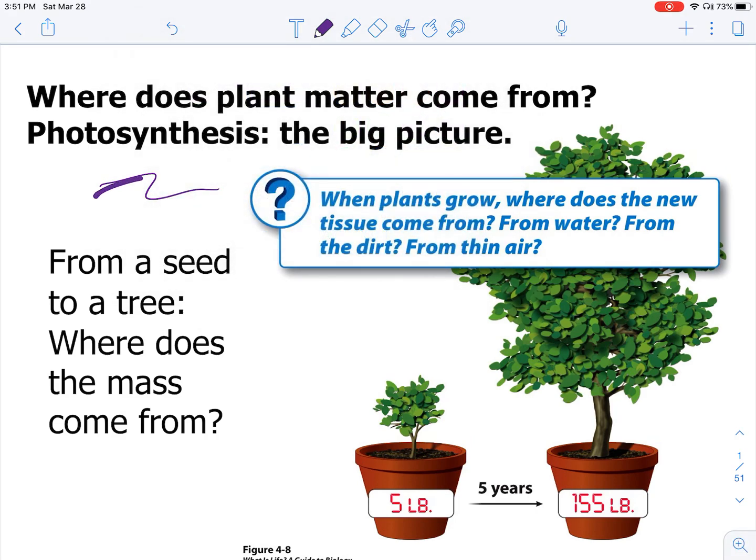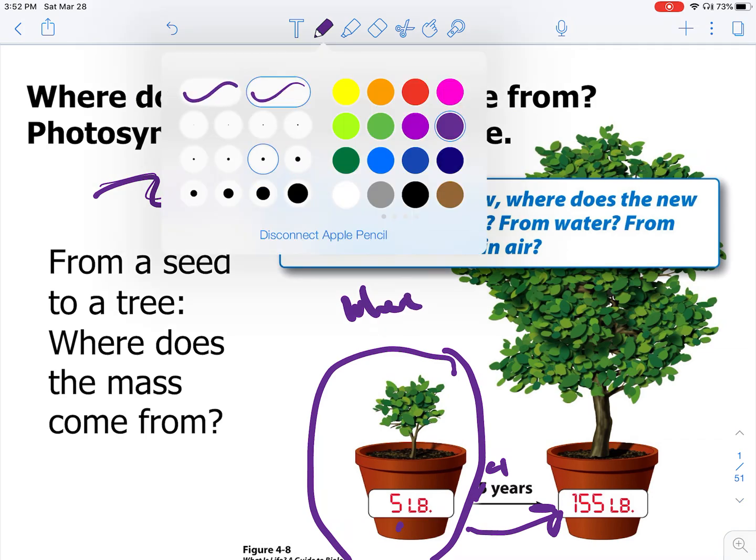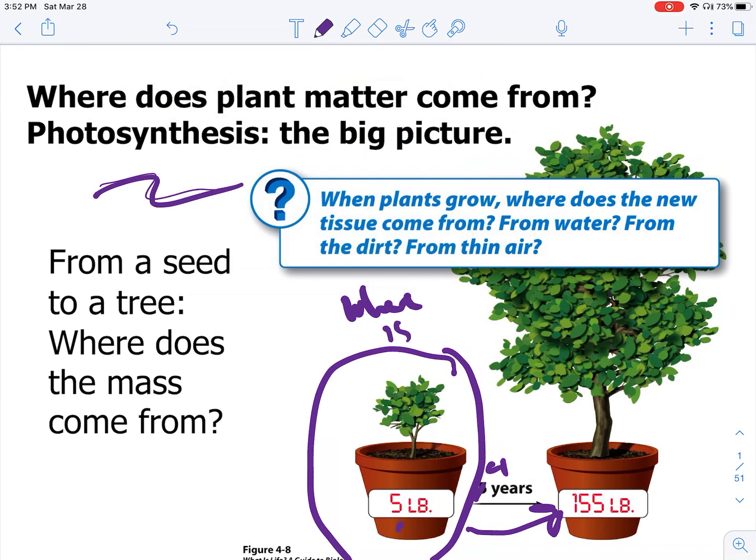And the question is simply, if you bought a plant your freshman year of college and left it until, hopefully it's 4 years, until you finish college, then that plant goes from 5 pounds to 155 pounds. And the question is, where does the 155 pounds, or 150 pounds, come from?